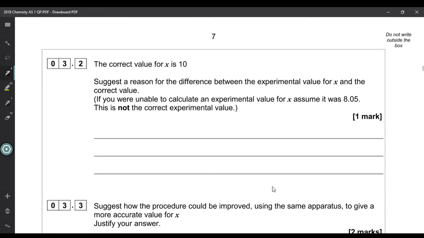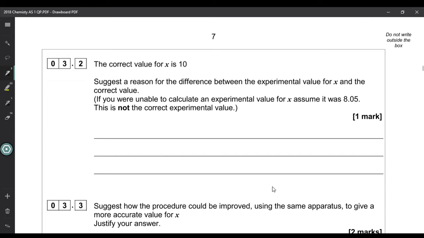So this question is saying that the correct value for x is 10. We've got to suggest a reason for the difference between the experimental value for x and the correct value. In this case, we know that x should have been bigger, so the mass of water lost should have been more. There should have been a bigger difference between before and after evaporation. The reason we haven't got this big difference is because we didn't evaporate all the water.